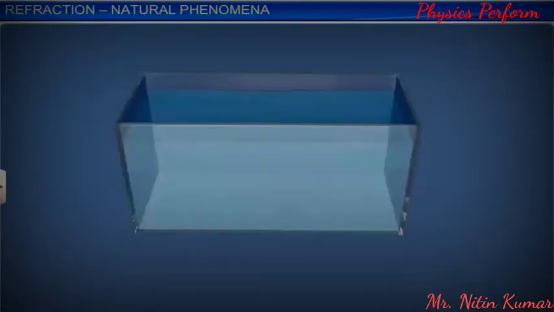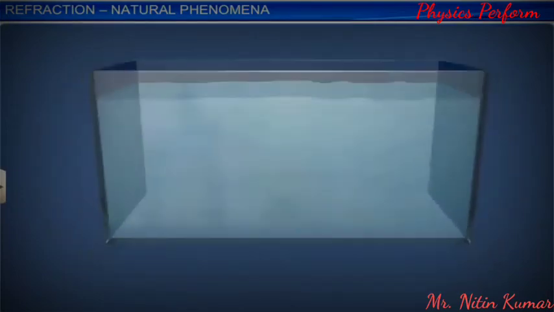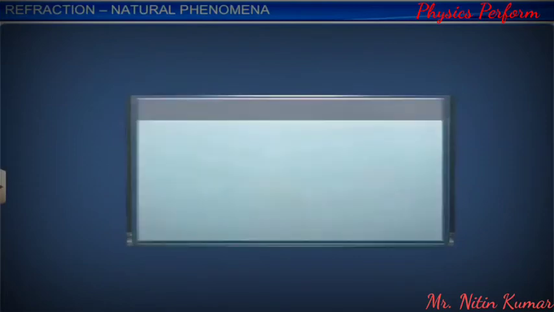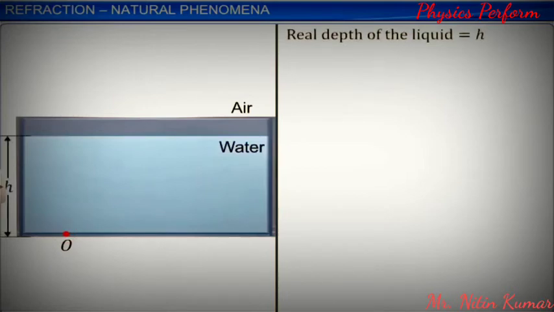Now, let us try to reason a common observation: the apparent depth of a transparent material like glass or water when viewed from above is less than the actual depth. Consider a point O at the bottom of a container filled to a depth of h with a liquid of refractive index n.